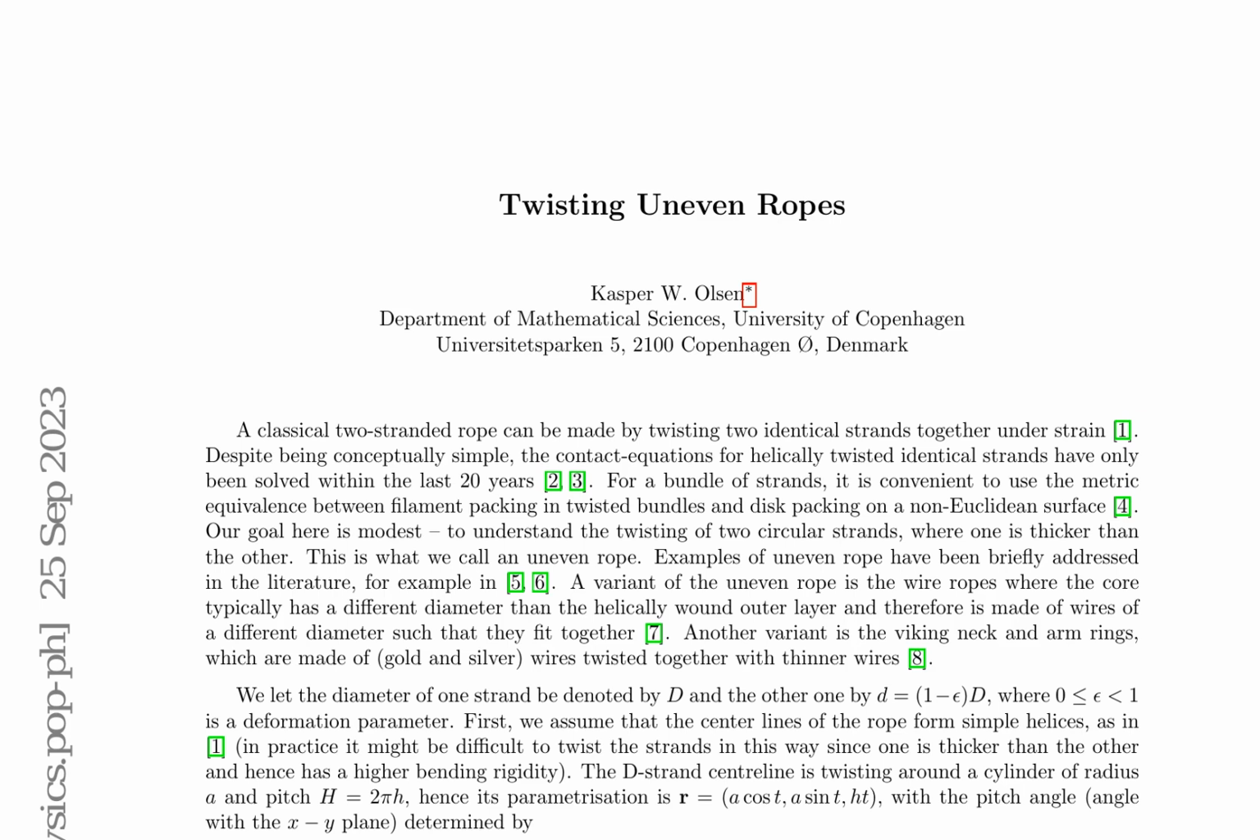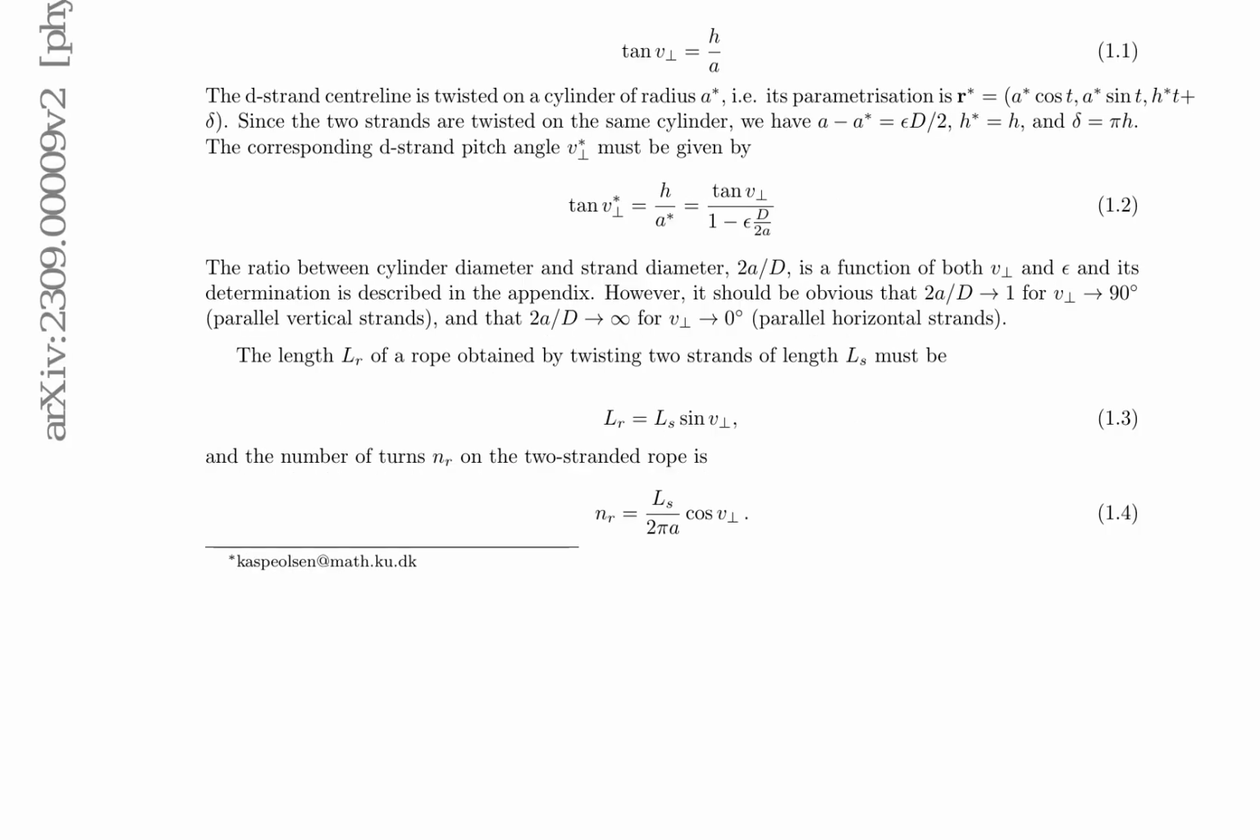The center lines of the rope are assumed to form simple helices, with the d-strand centerline twisting around a cylinder of radius a and pitch h equals 2 pi h, parametrized by r equals (a cos t, a sin t, ht). The d'-strand centerline is twisted on a cylinder of radius a, with parametrization r equals (a cos t, a sin t, ht plus delta). The pitch angles of the two strands, v and v', are related by tan v' equals tan v (1 + epsilon) d, 2a.